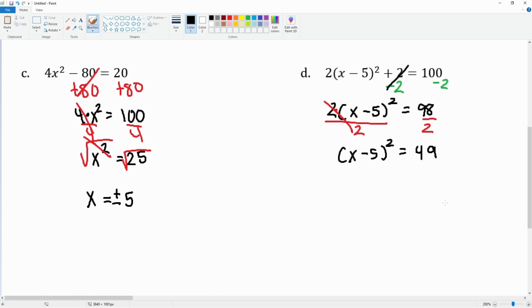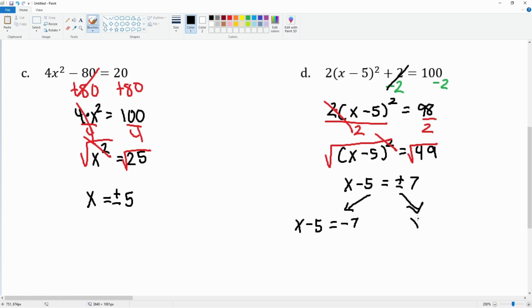Look at what you have. X minus 5 squared is equal to, let's see, 49. Okay. Now, do you see how there's this squared? So you have to square root both sides. This is going to cancel, leaving you with x minus 5 is equal to the square root of 49, which is plus and minus 7. There are two equations here. x minus 5 is equal to negative 7, and the other one is x minus 5 is equal to positive 7.